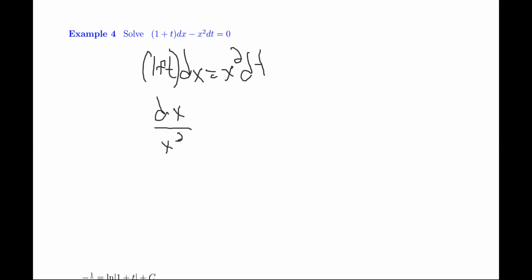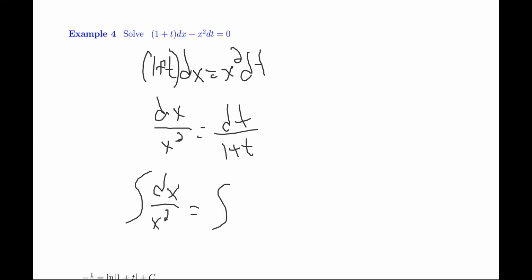Okay, so here we again want to separate our variables. We have 1 plus t dx is equal to x squared dt. So this becomes dx over x squared is equal to dt over 1 plus t. We want to integrate both sides. So the integral of dx over x squared is equal to the integral of dt over 1 plus t.